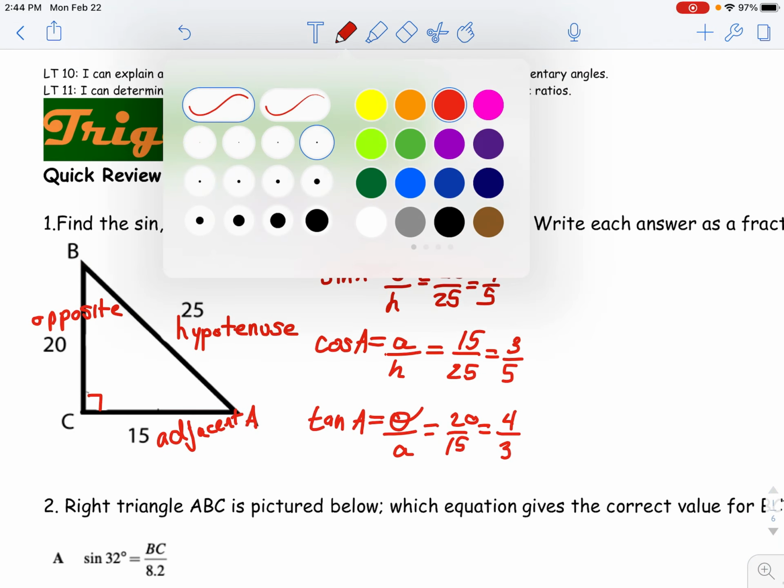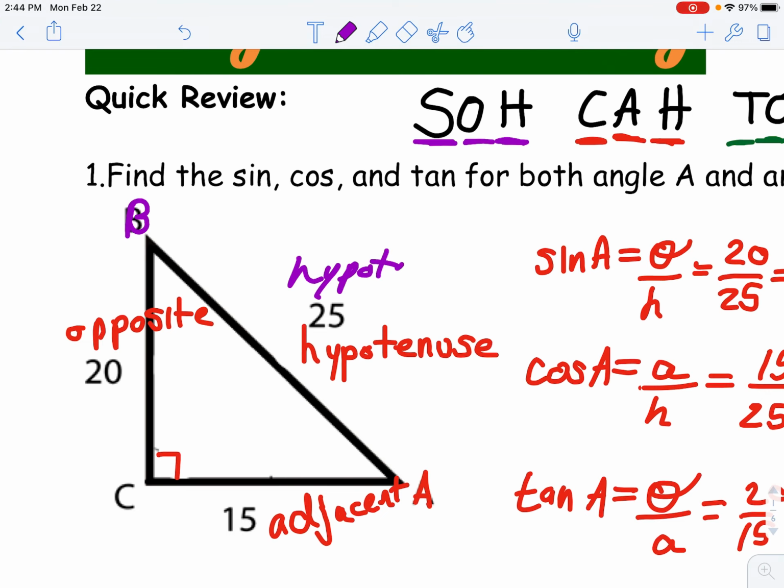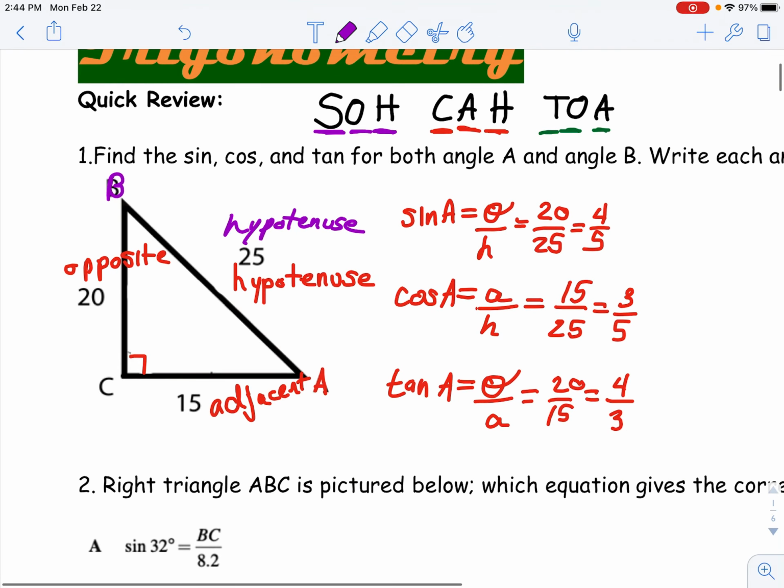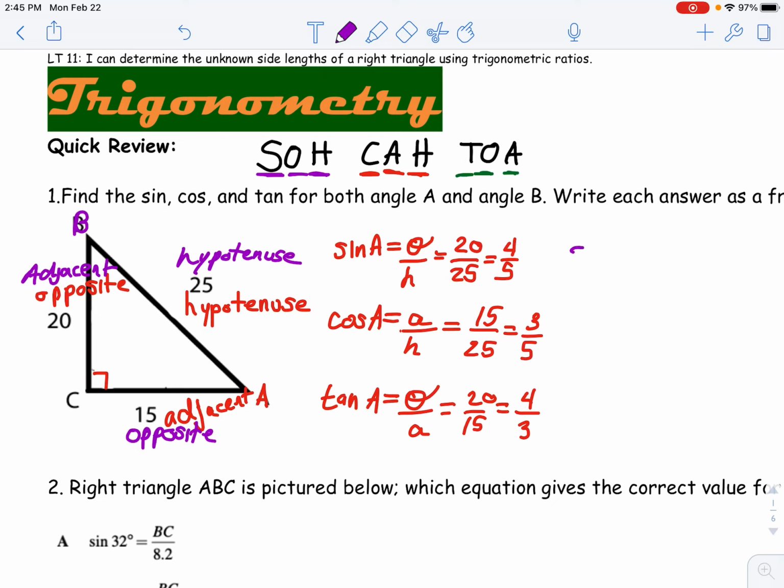All right, we're going to do the same thing, but for angle B. Now remember, it's all about referencing the given angle. The hypotenuse never changes, but now the opposite leg, for angle B, is 15. Notice how the opposite and adjacent sides switch depending on which angle we're talking about. And remember, we only do trig for the acute angles. We never do it for the right angle. All right, and again, you might want to just try to do this on your own. Don't listen to the video, don't watch the video, and then you can check your work and see how you did.